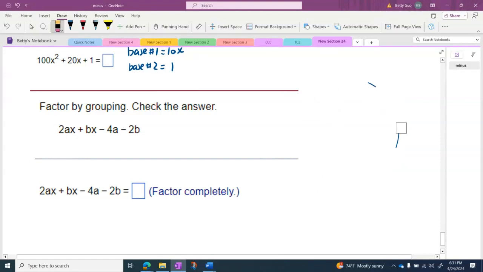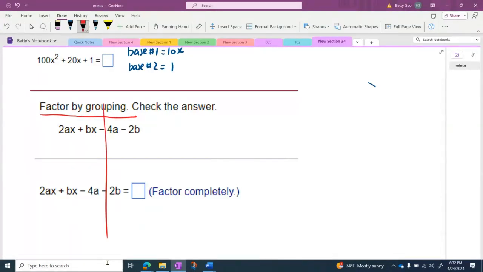Let's read this instruction. Factor by grouping. Oh, okay. You see the pattern. If it doesn't say factoring by grouping, then don't use it. If it says specifically factoring by grouping, then that's going to be factoring by grouping, all right? And this is the factoring by grouping. So cut in the middle. The first two terms, 2ax plus bx. Second, the last two terms, negative 4a minus 2b.